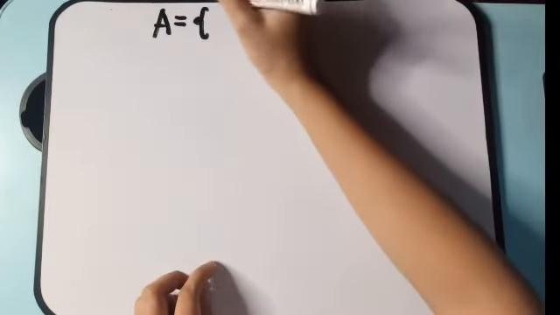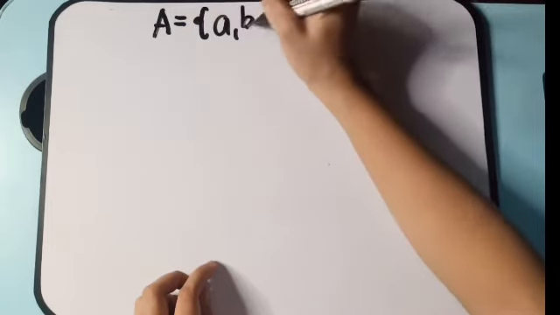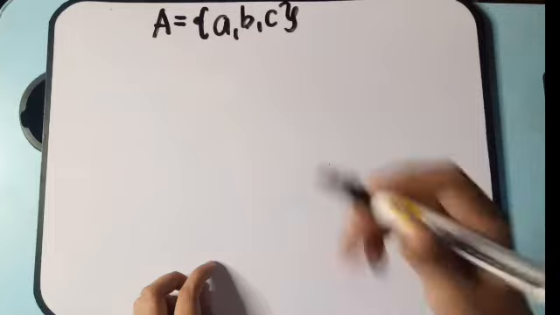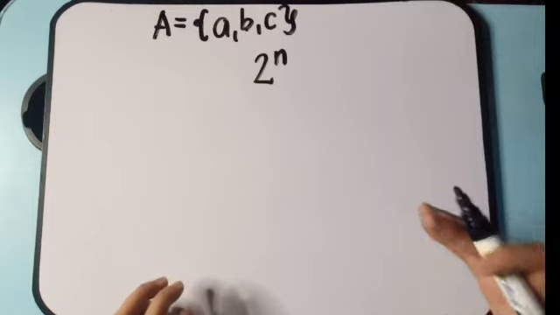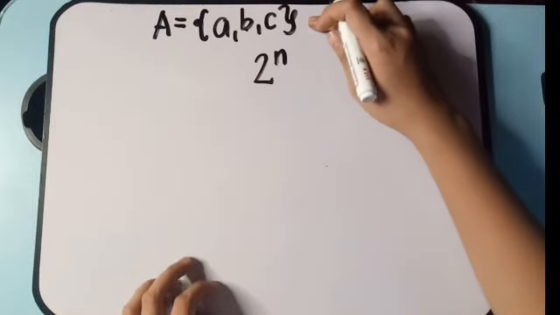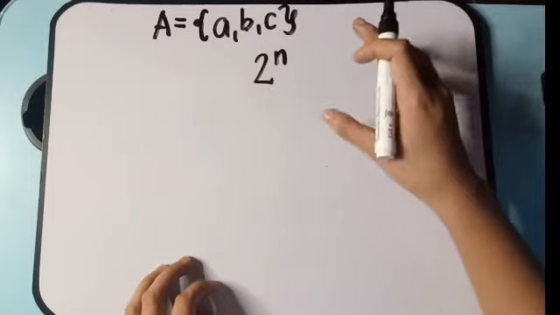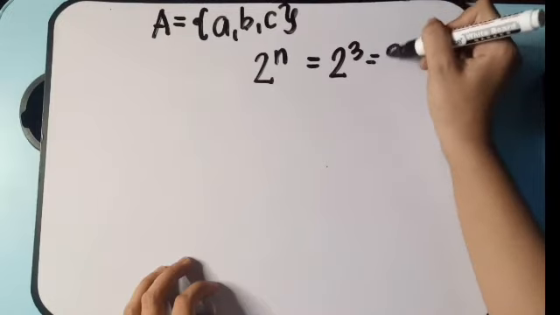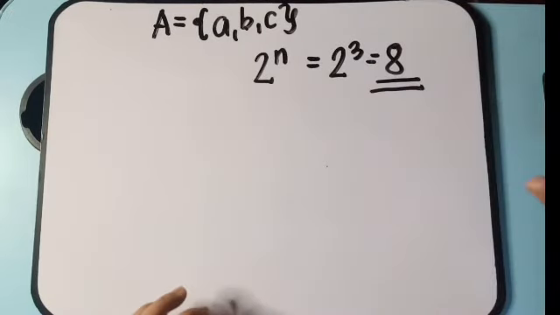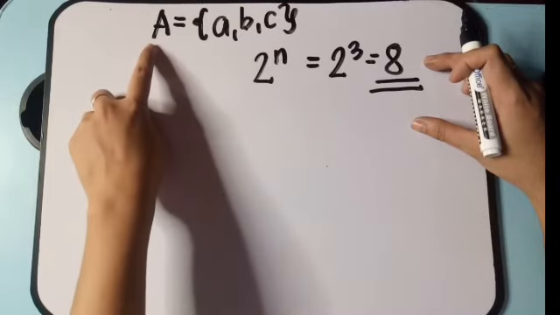Don't you know, class, that we have a formula in determining the number of subsets of any given set? Let's say we have the set A, whose elements are A, B, and C. Using the formula 2 raised to n, class, we can now determine the number of subsets of this set. So how many elements do we have from the set A? We have 3. So 2 raised to 3, that is 8. Therefore, there are 8 subsets from this set.